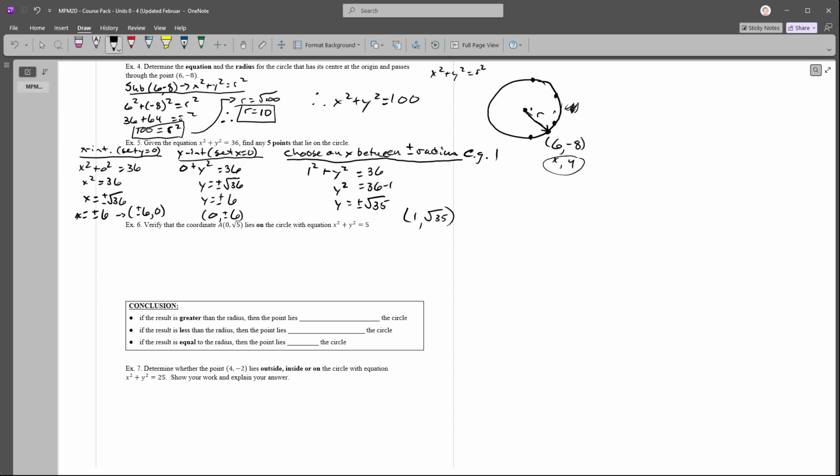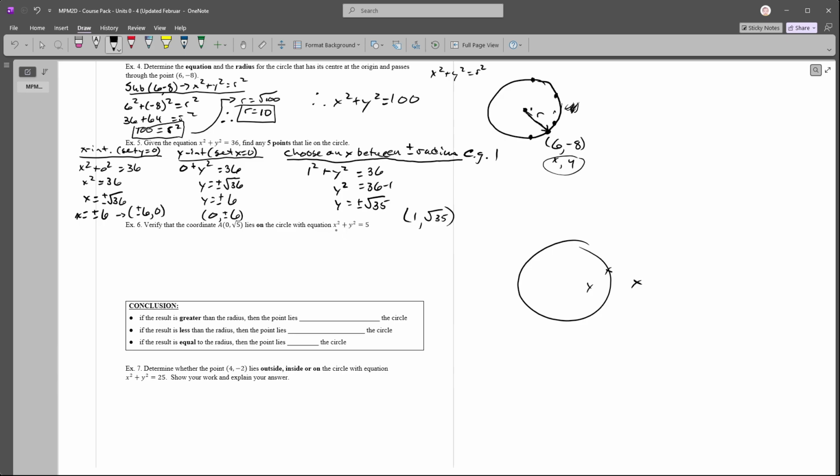Nice. All right. The last type of question that you're going to see for this basic idea of a circle is, given some point, I want to know whether that point is outside the circle, inside the circle, or on the circle. So we're going to take that point and do a left side, right side check with our equation, and determine whether the left side is less than, greater than, or exactly equal to our right side. And that's going to tell us everything we need to know.